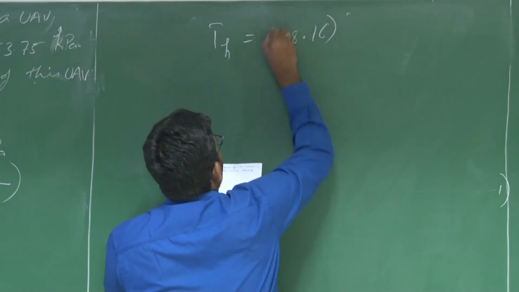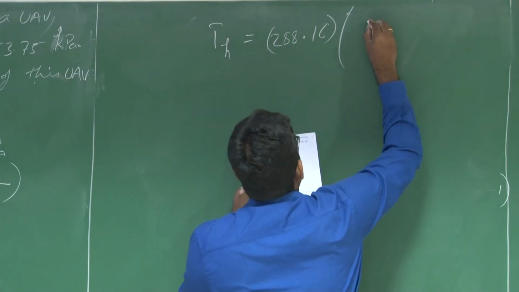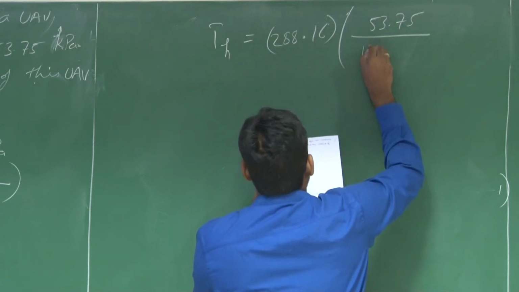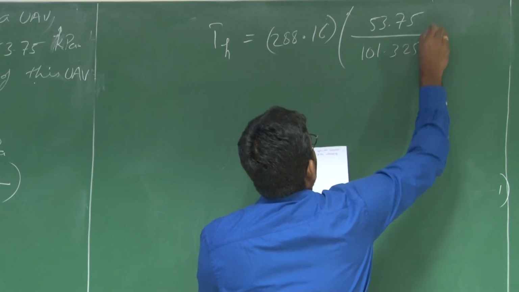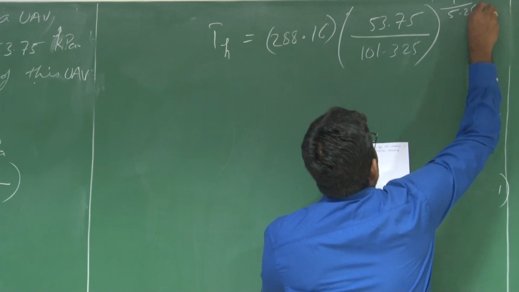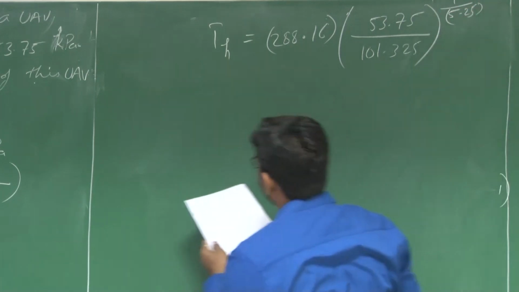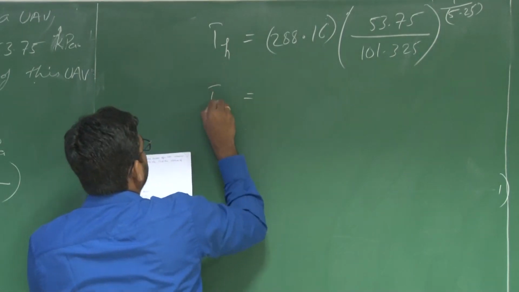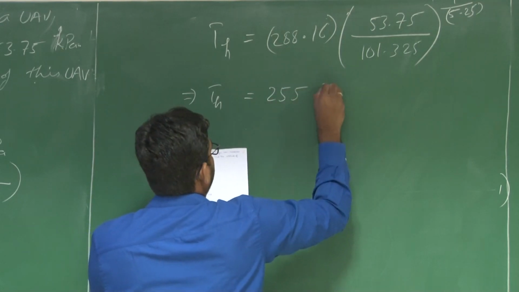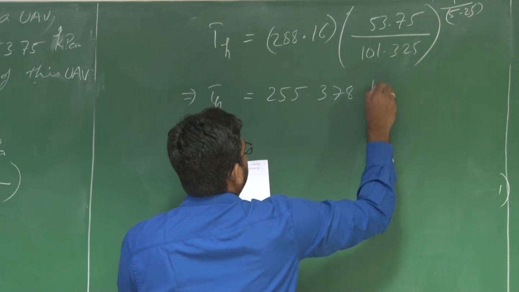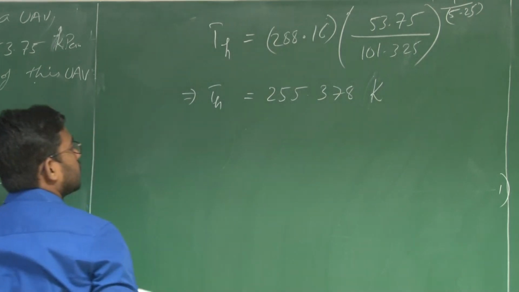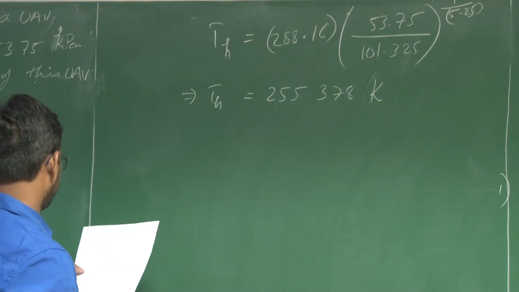So the temperature at this altitude is equal to 288.16 Kelvin times the pressure at that altitude, 53.75, divided by 101.325. So both are in kilopascal, raised to the power 1 by 5.25, right. So the temperature at that altitude is equal to 255.378 Kelvin. So you have the temperature.